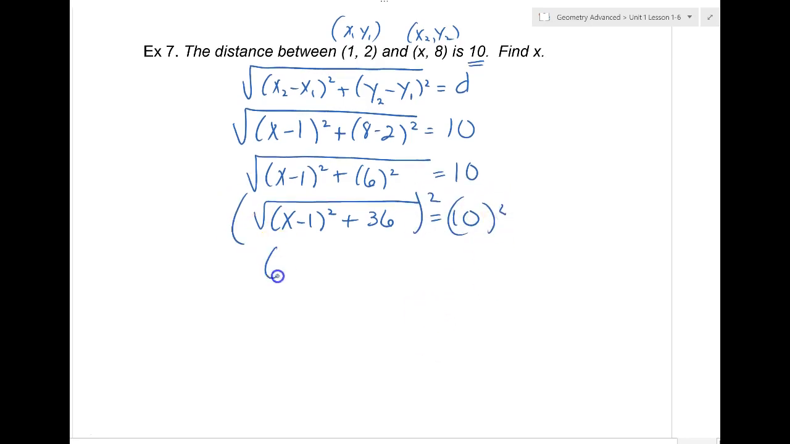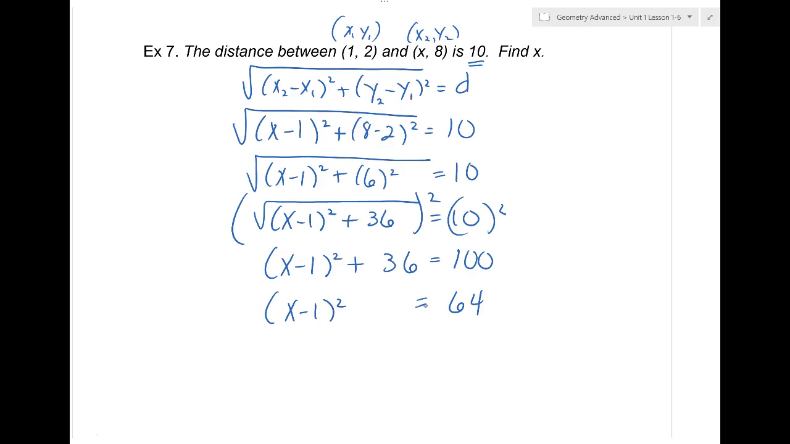And so when I do that, I get the quantity x minus 1 squared plus 36 equals, what's 10 squared, guys? 100. What are you going to do next? Yep, you're going to subtract 36. And that's going to give you 64. Now, again, you could go ahead and FOIL out x minus 1 squared. But if I can do it quicker, I'm going to do it quicker.